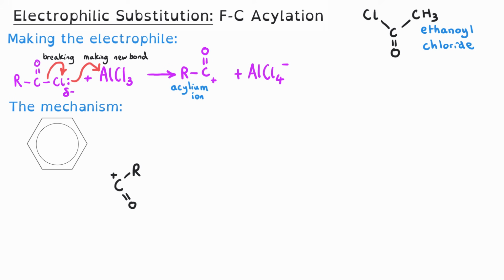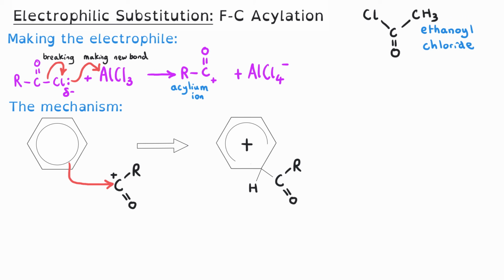The mechanism for Friedel-Crafts acylation is really similar to nitration. In step 1, our benzene ring is attracted to the electrophile, the acylium ion. And so the acylium ion attacks the benzene ring and a new bond forms, which we're showing with this curly arrow here. This leads to the formation of a positively charged intermediate, exactly the same as in nitration.